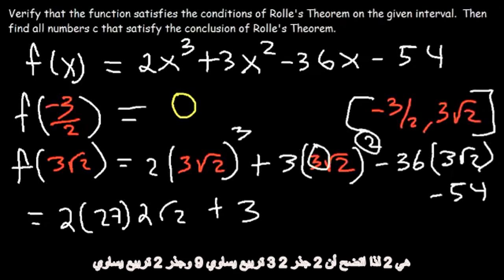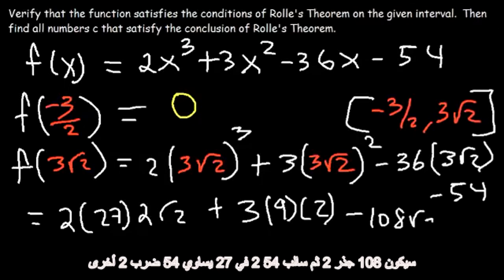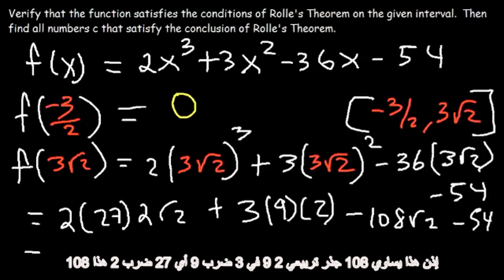Three squared is 9, and radical 2 squared is simply 2. 36 times 3, 30 times 3 is 90, 6 times 3 is 18, so that's 108. So it's going to be 108 root 2, and then minus 54. 2 times 27 is 54, times another 2, that's 108. So this is 108 square root 2.